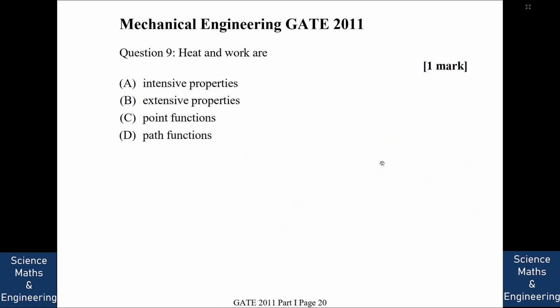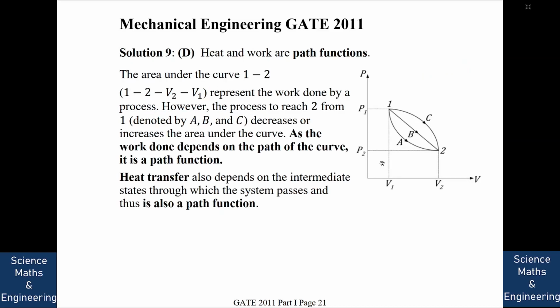Okay, so we'll go to the next question. Heat and work are A, intensive properties, B, extensive properties, C, point function, or D, path function. So the answer is heat and work are path functions. See, this is a PV diagram and we have 2 points, 1 and 2. Now the area under the curve 1, 2 gives us the work done by the process. However, from 1 to 2 we can go through different routes, like through A, B or C.